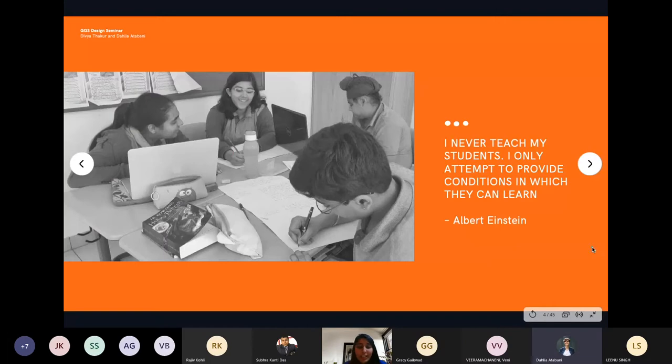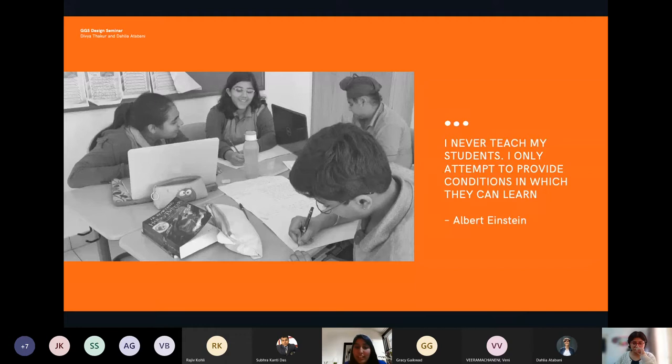Moving ahead, I would like to quote a famous saying by Albert Einstein. "I never teach my students. I only attempt to provide conditions in which they can learn." I think that this is the best quote for our subject, design and technology, as it leads to the condition, and condition leads to the probabilities. Probabilities further lead to research and analysis, which finally leads to a better outcome.